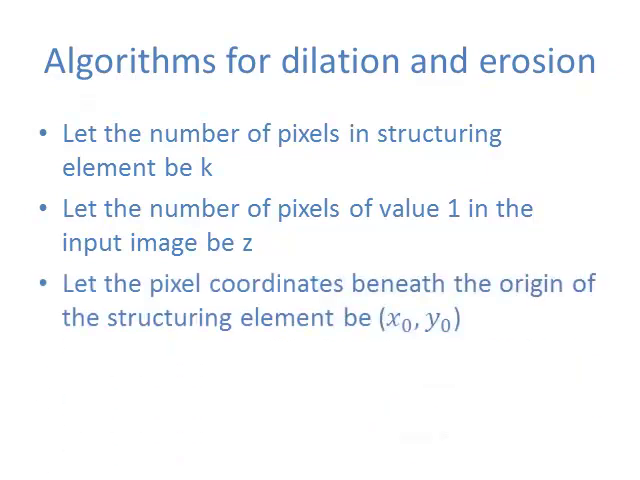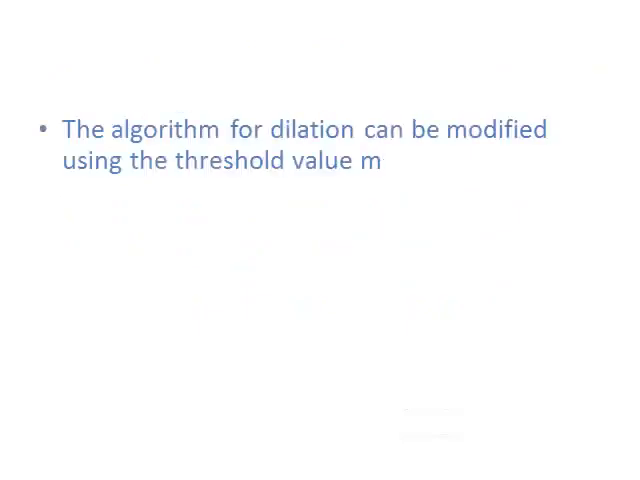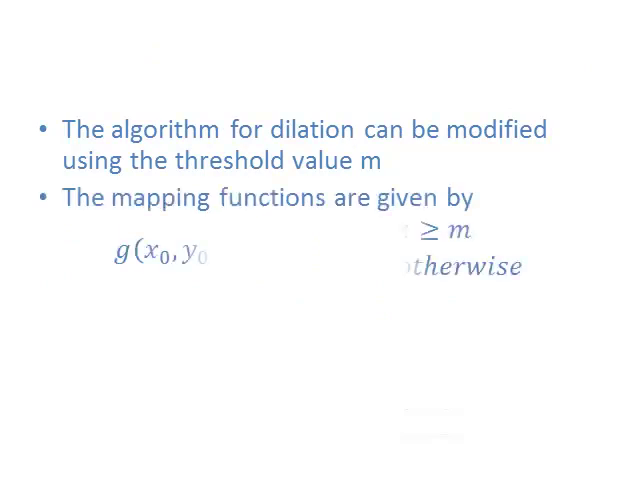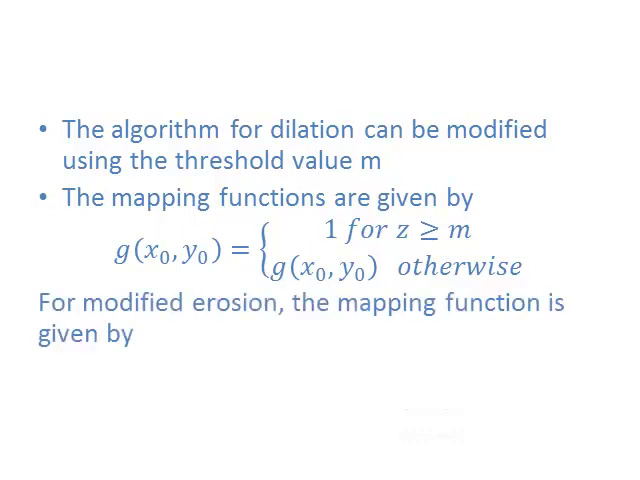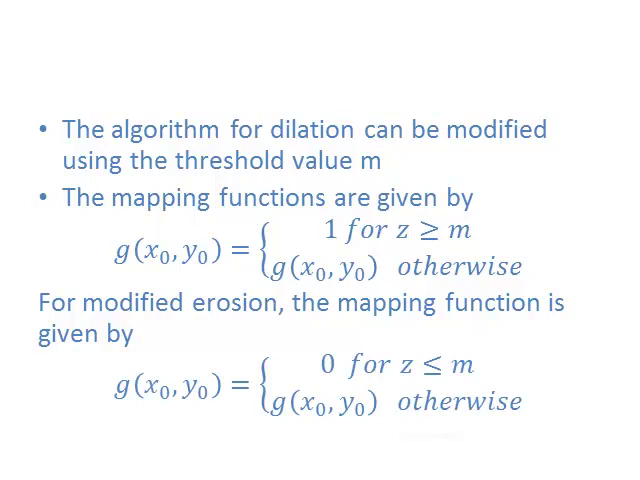Let the pixel coordinates beneath the origin of the structuring element be x0, y0. The algorithm for dilation can be modified using the threshold value m. The mapping function is given by the following formula: g(x0, y0) equals 1 for z greater than or equal to m, and g(x0, y0) otherwise. For modified erosion, the mapping function is given by g(x0, y0) equals 0 for z less than or equal to m, and g(x0, y0) otherwise.